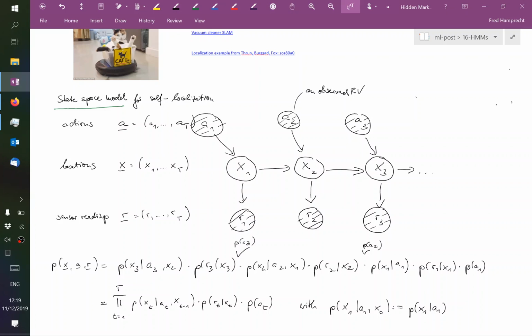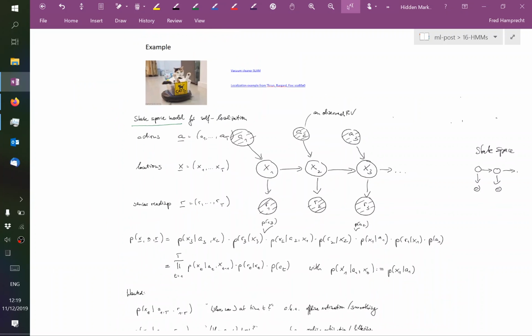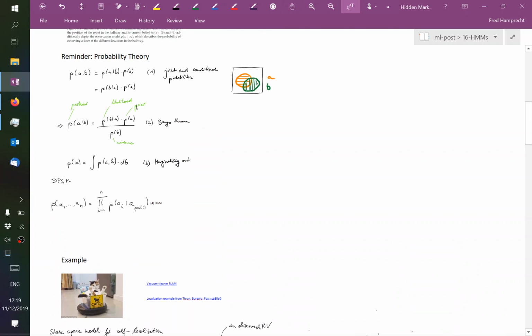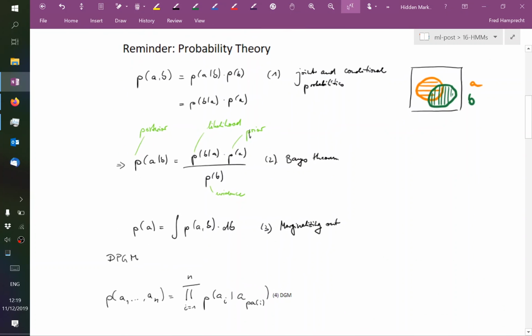More questions? Yeah. Let's see the four fundamental theories again. The four equations that we've been using were those.